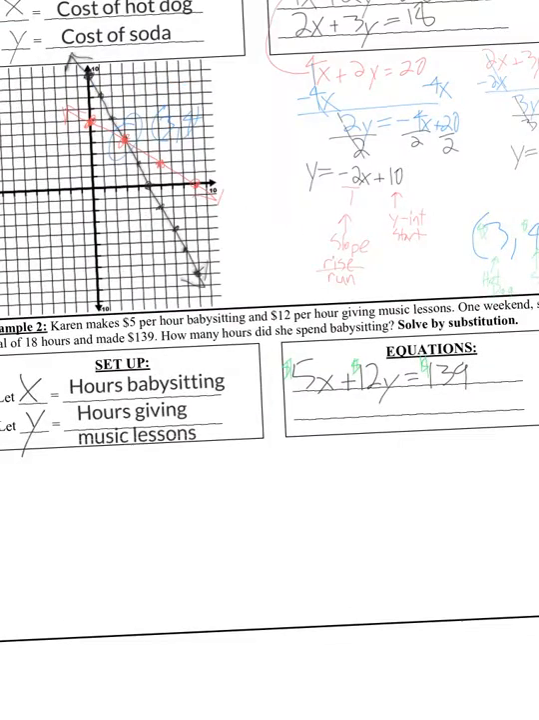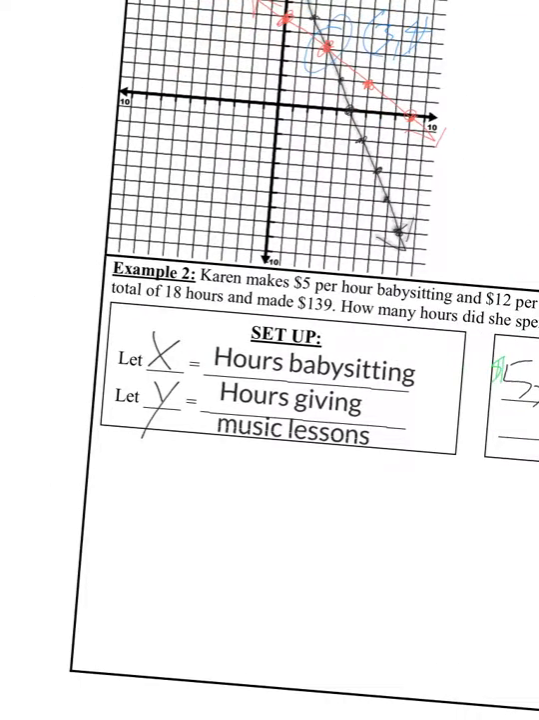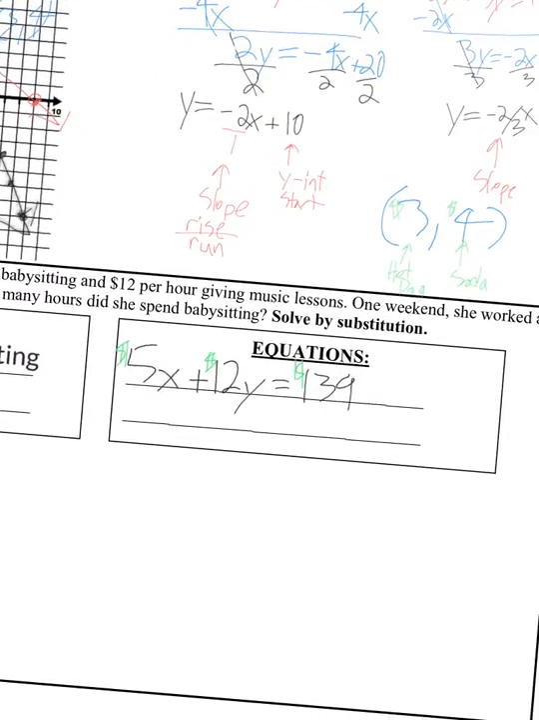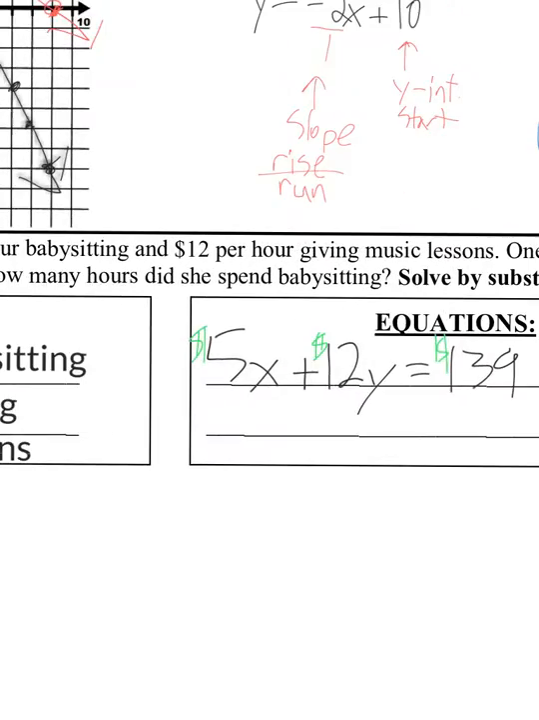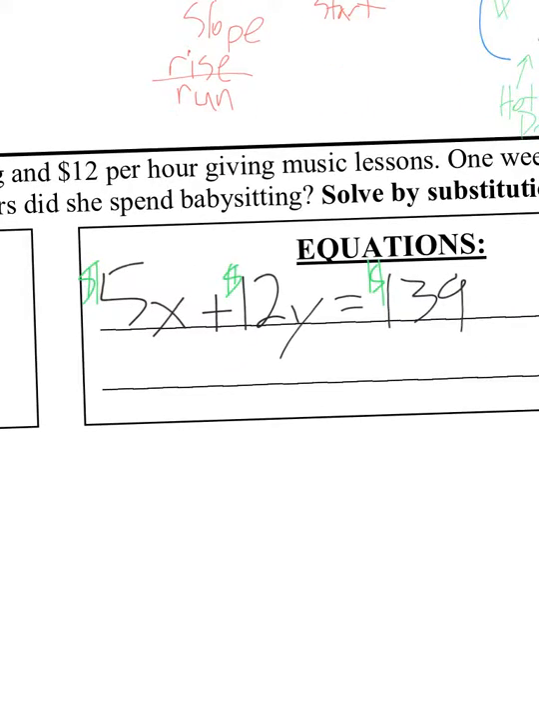So that just leaves the total of 18 hours, okay? That's the only thing we know. So X is hours babysitting, Y is hours giving music lessons. So if I add together the hours I gave music lessons and the hours I babysat, I'll get 18. So yeah, X plus Y, babysitting plus music lessons, equals 18.